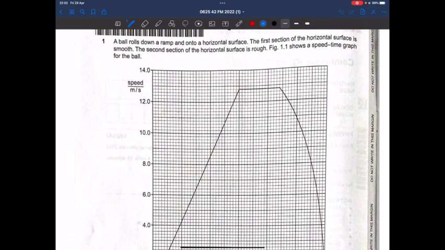A ball rolls down a ramp and into a horizontal surface. The first section of the horizontal surface is smooth. The second section of the horizontal surface is rough. Figure 1.1 shows a speed-time graph for the ball when it moves.